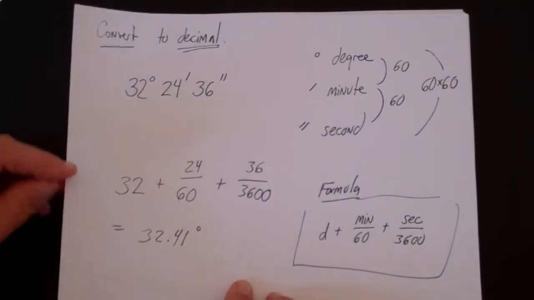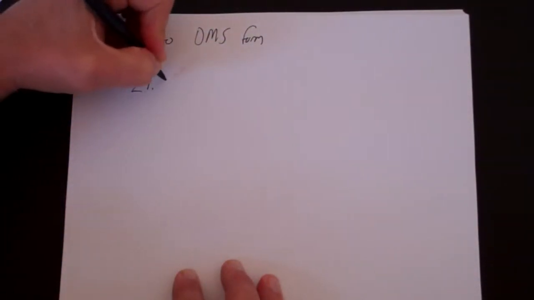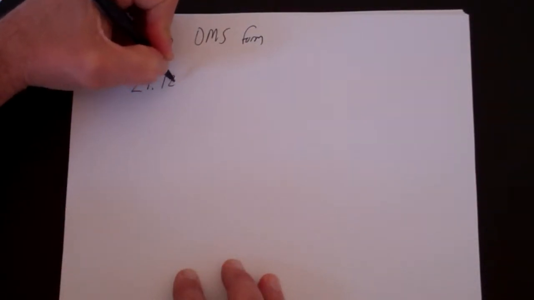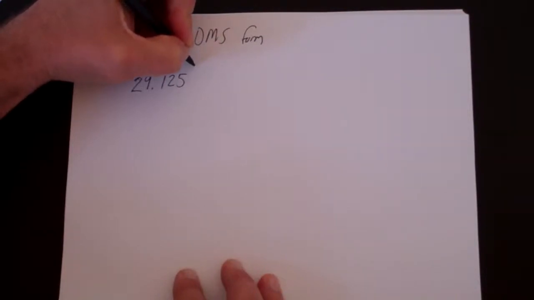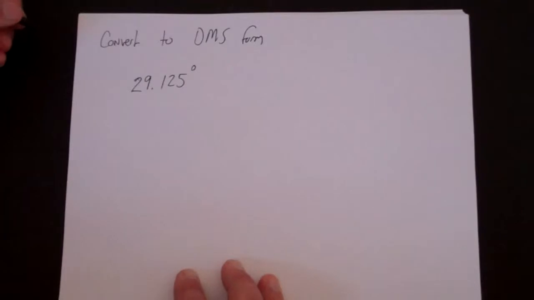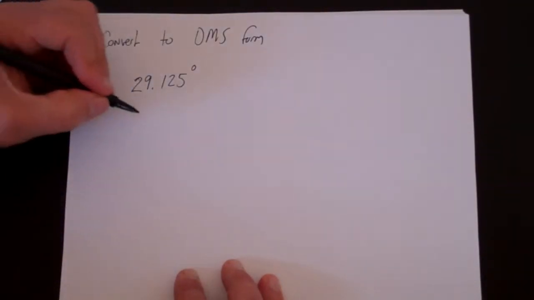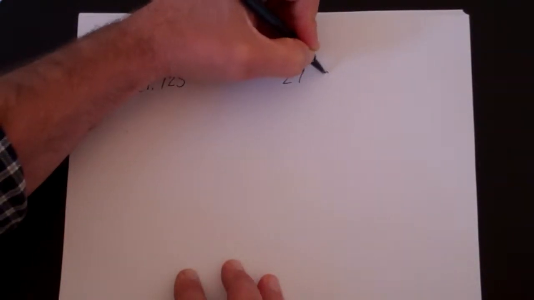Let's convert the other way around. Let's convert to DMS form. And let's say you had 29.125 degrees. This is a little bit trickier. Here what you need to do is first take out the degrees. The degrees is easy, that's 29 degrees.